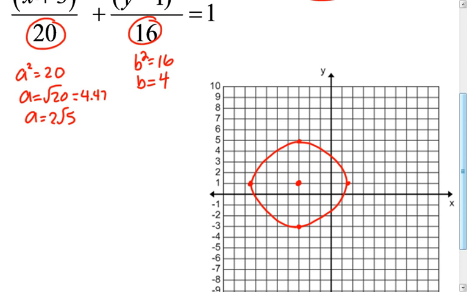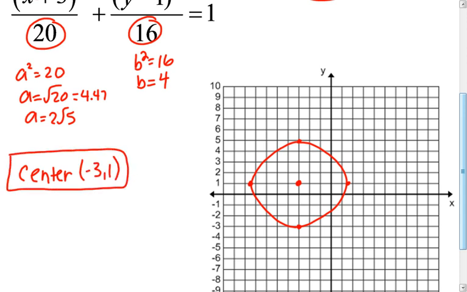So it asks me to find some information about this, and I can get some of that pretty easily. I already know that my center is at negative 3, 1. I figured that out pretty easily. Okay. And now I want to be able to find my foci.